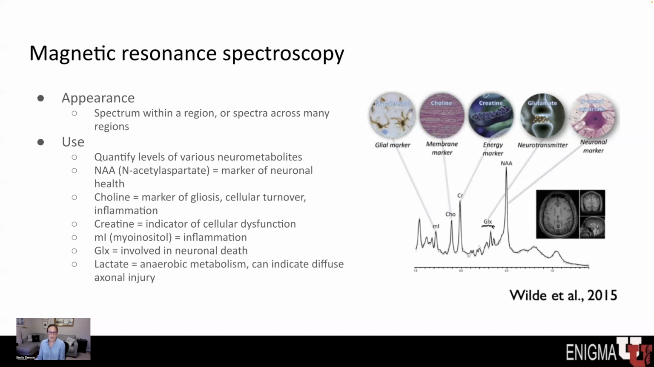And lastly, lactate, which is not shown on this particular spectrum. Lactate is a marker of anaerobic metabolism, and it can indicate diffuse axonal injury. This is something that occurs in traumatic brain injury where axons are stretched, in some cases to the point of breaking, but even if they don't break, they can be stretched, which can offset the balance of the inside of the cell versus outside the cell, and thus cause diffuse axonal injury.